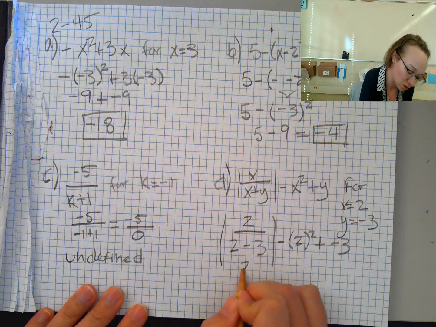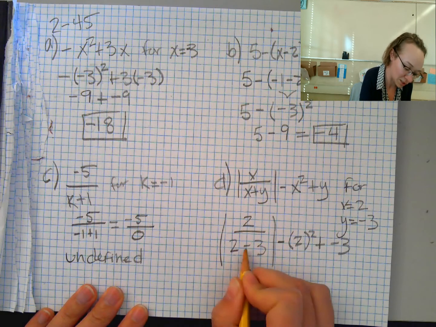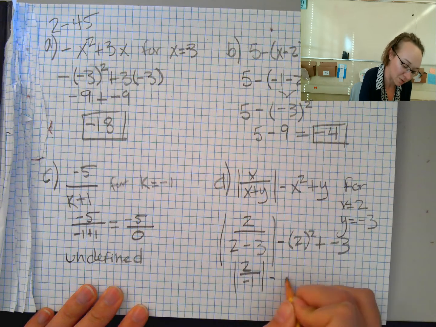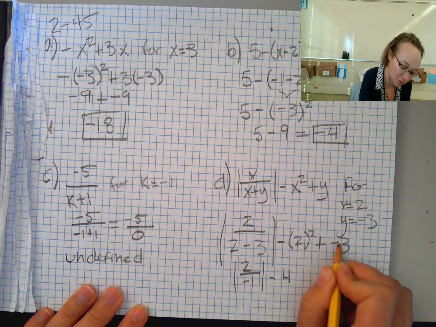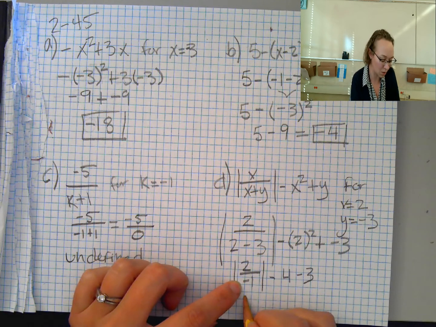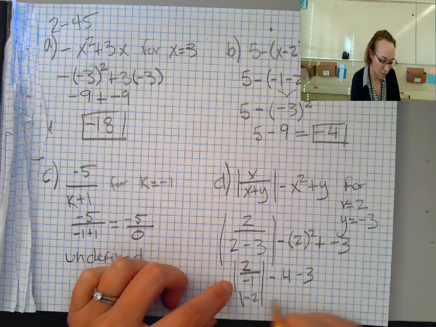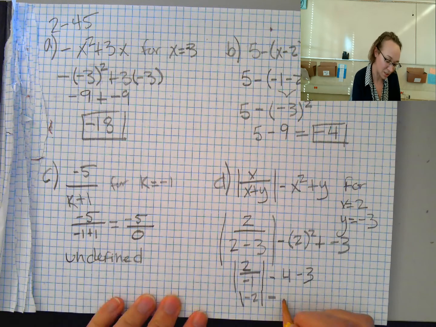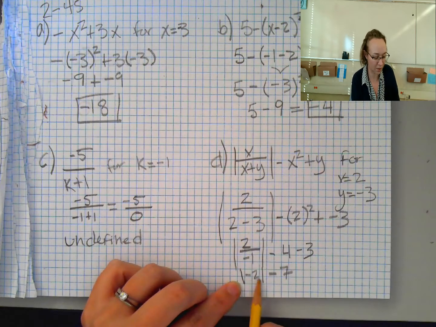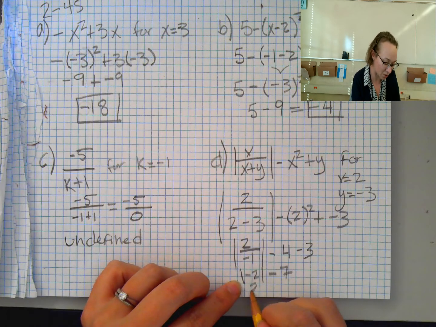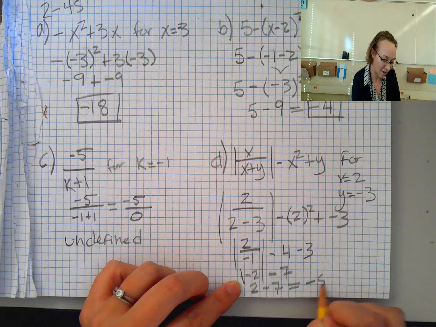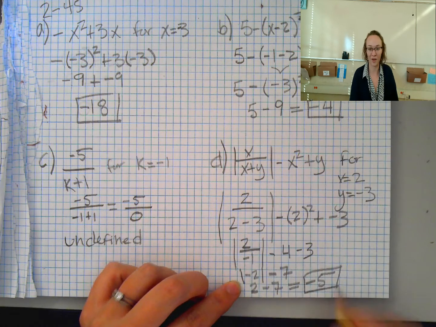So 2 over 2 minus 3 is negative 1, still in absolute values, minus 4 plus negative 3 would be minus 3. 2 over negative 1, that's negative 2 in absolute values. Minus 4 minus 3, that's the same as minus 7. And then the absolute value here would be a positive 2 minus 7, which gives us negative 5. I hope that helps.